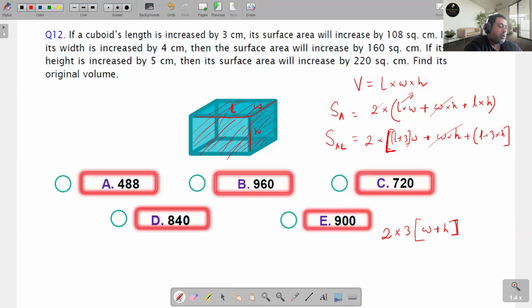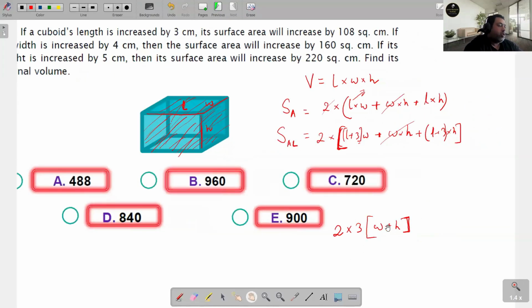All right. If you subtract this, you will get this 2 into 3. Because what is going to happen? Try to imagine this without the formula also. If the length is increased over here, so this surface area over here has increased by only this part, right? And this part is how much? This part is L into H. The increase in length, which is 3 into W.